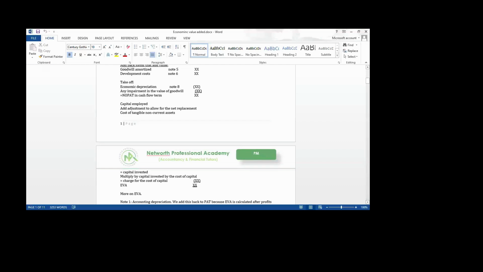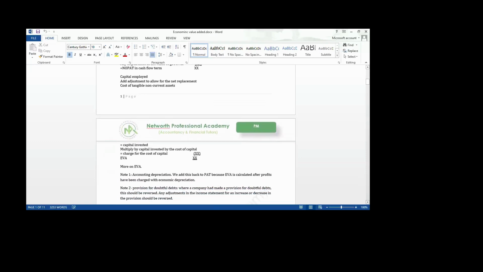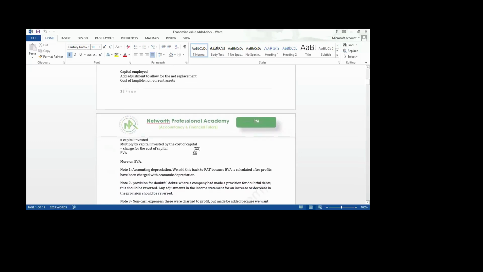If you have non-cash expense, then your non-cash expense will increase the capital value. Lastly, your cost of capital employed. The cost of capital employed.